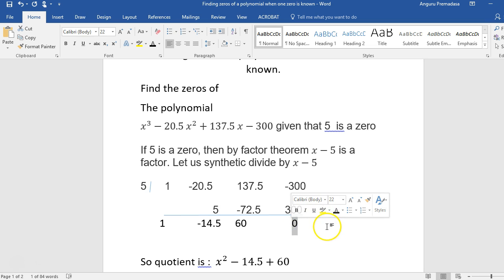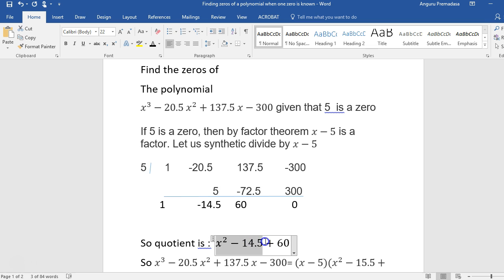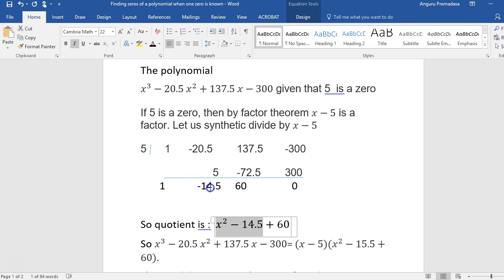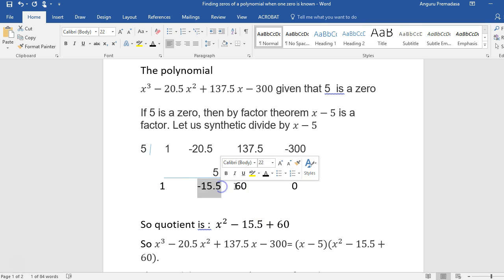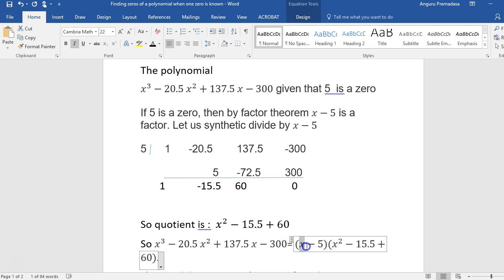We are not surprised that the remainder is 0, because 5 is a zero, but we are more concerned about the quotient. The quotient that we get is x squared minus 15.5x plus 60, and this is the other factor. So one factor, by the factor theorem, is x minus 5, and because the polynomial is degree 3 and this is degree 1, we need a quadratic factor, and that quadratic factor is the quotient, x squared minus 15.5x plus 60.